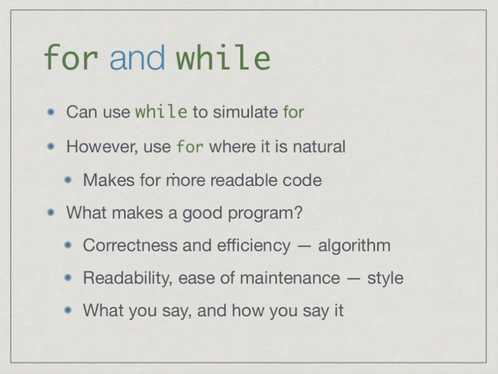So to summarize, there are two parts to programming. First is what you want to say, which is the algorithm. And the second part is how you say it, which is the style. Every programming language has a style. Use the style to make for the most effective and readable code you can find. If you have a for, use it. Don't force yourself to use a while, and so on.